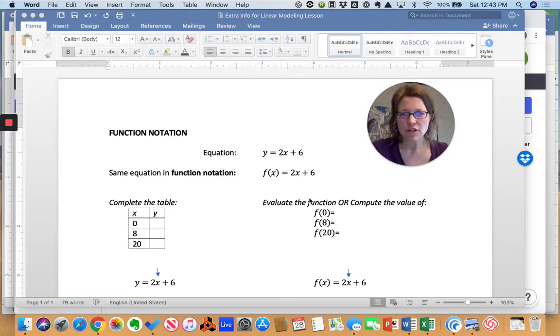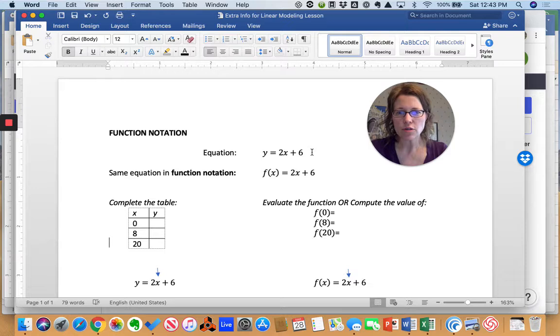Let's talk about function notation. We can have an equation, y equals 2x plus 6, written in this way. Or we could write the same relationship between our independent and dependent variable, x and y, except in function notation. F of x equals 2x plus 6. These are essentially the same thing, just written in a different way. F of x is taking the place of y.